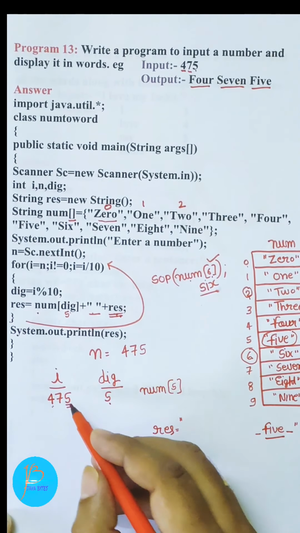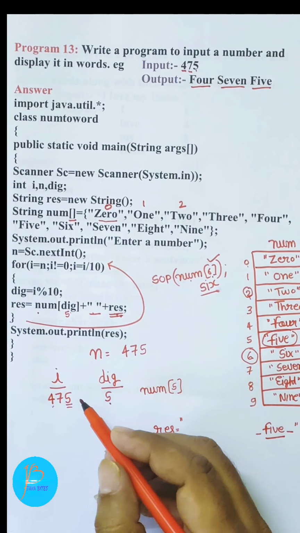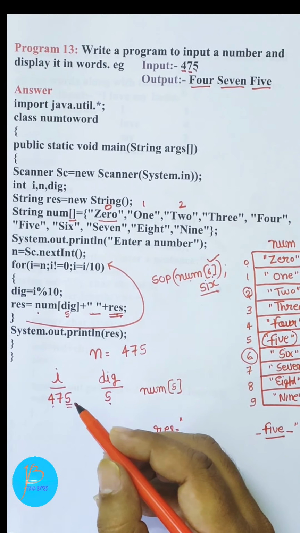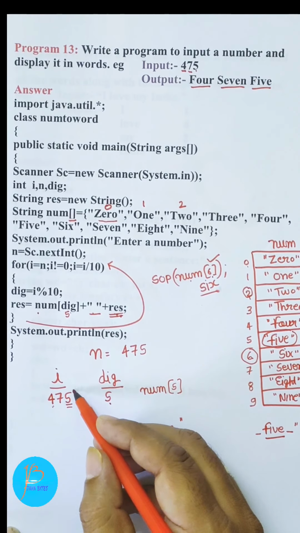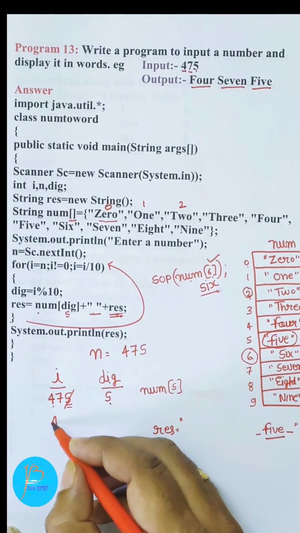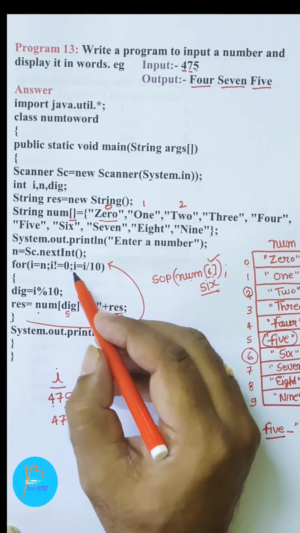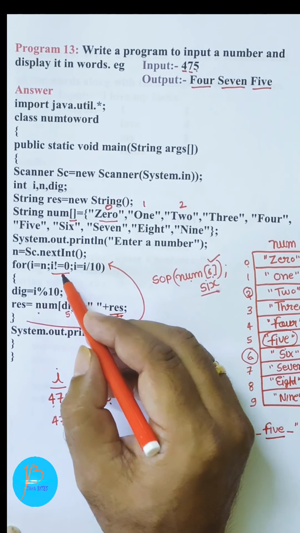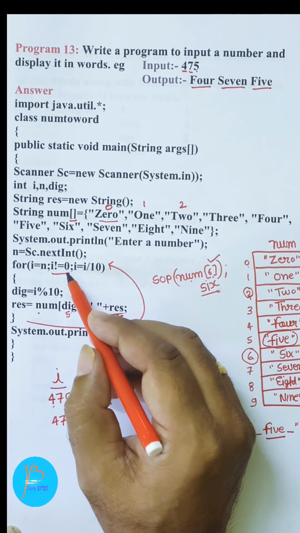I equal to I divided by 10. So you know what it does. It will remove the last digit from the number. So 5 will be removed. Now your number will be left 47. It will check if 47 is not equal to 0. If I is not equal to 0, true.